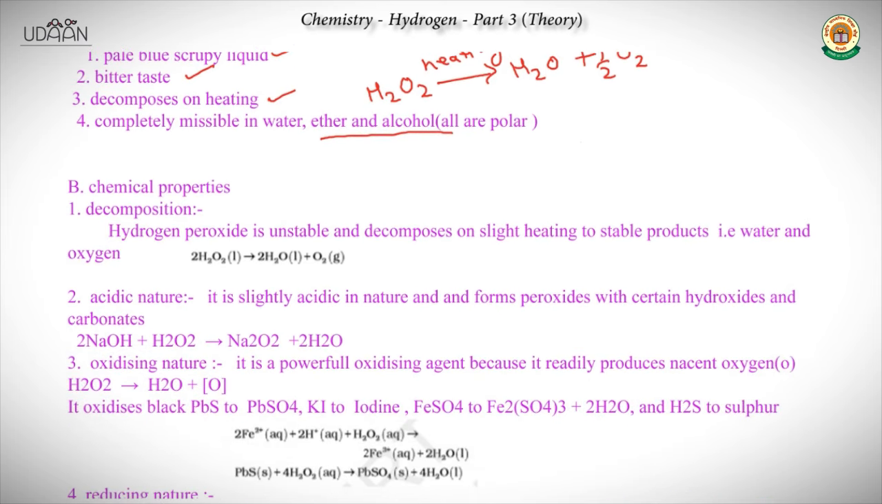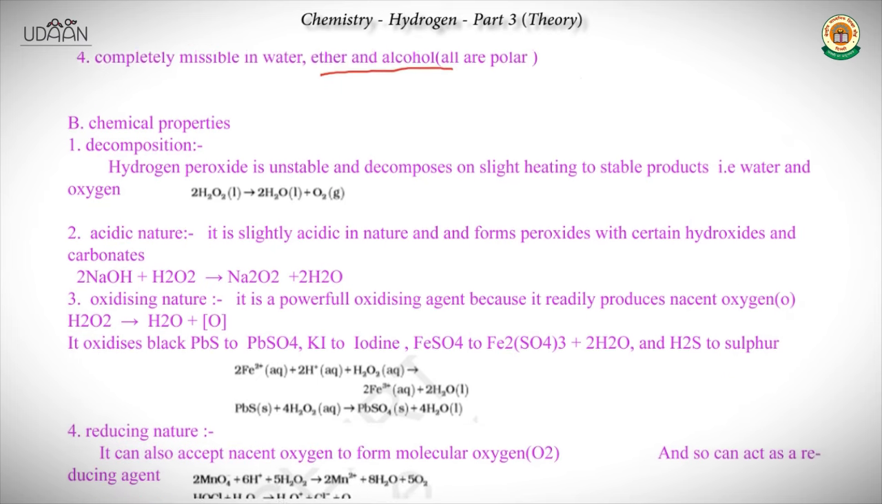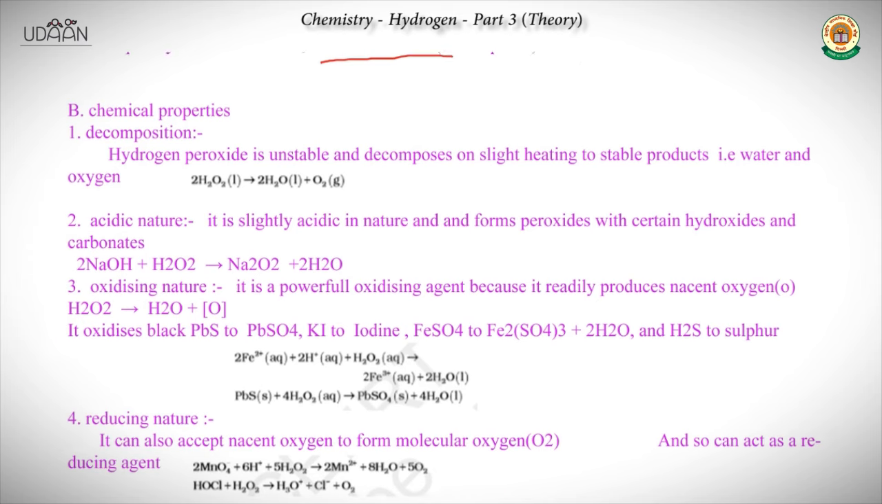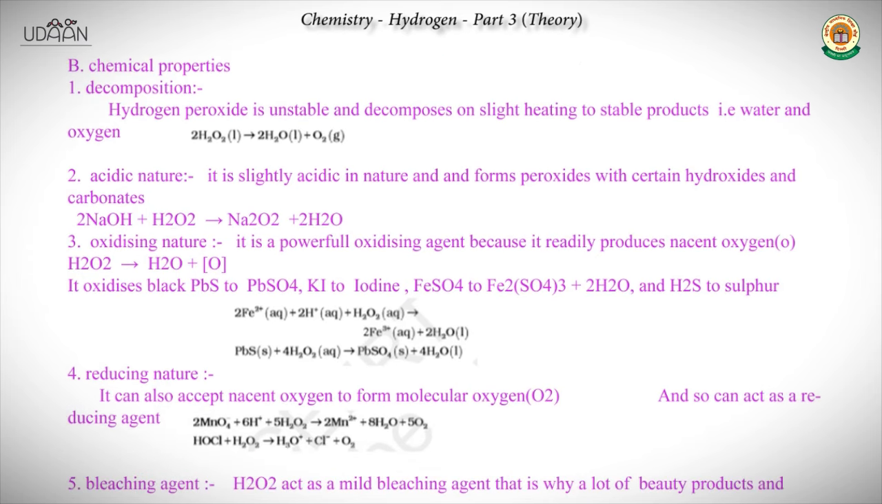Now chemical properties. First one is decomposition. Hydrogen peroxide is unstable and decomposes on slight heating to stable products, that is water and oxygen. This we have discussed above. The second one is the acidic nature of H2O2. It is slightly acidic in nature and forms peroxides with certain hydroxides and carbonates.